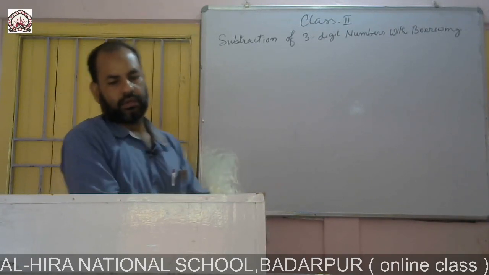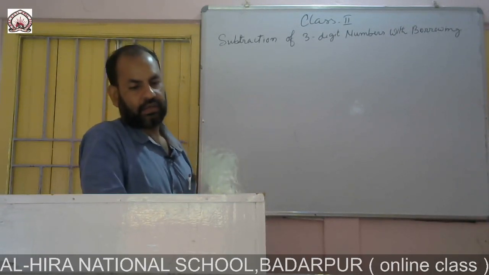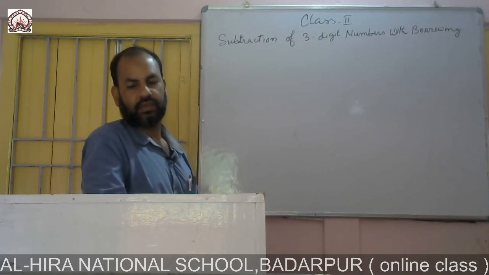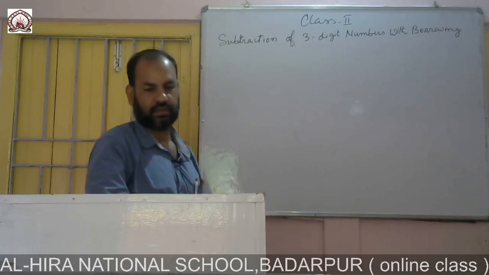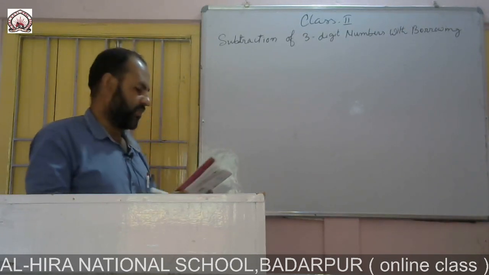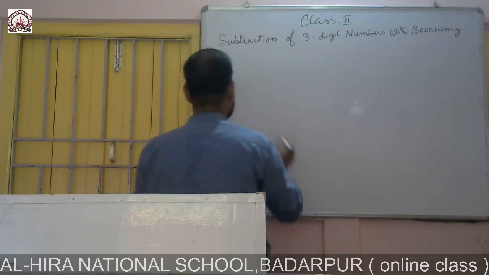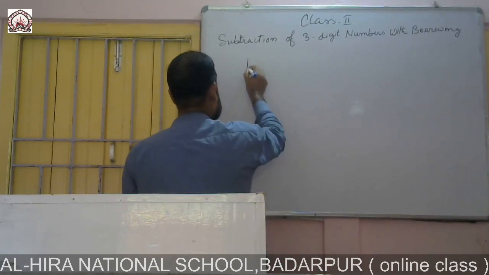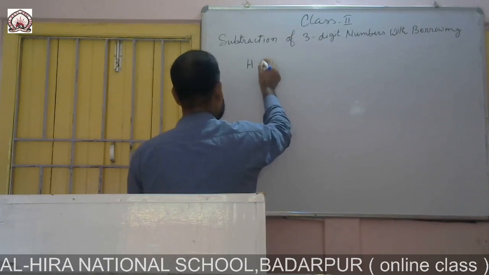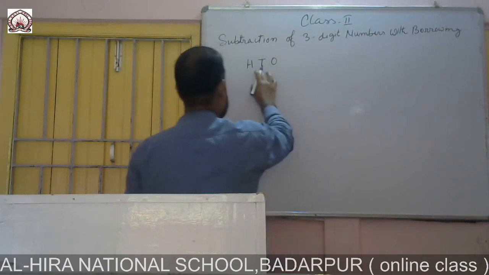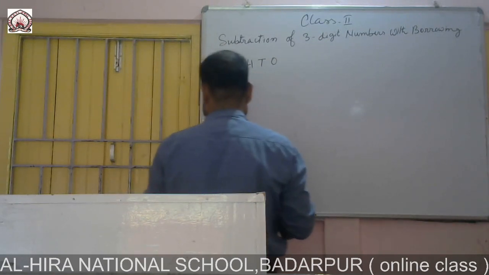Today we shall learn subtraction of 3-digit numbers with borrowing. So let us solve some examples. H T O: ones, tens, hundreds.